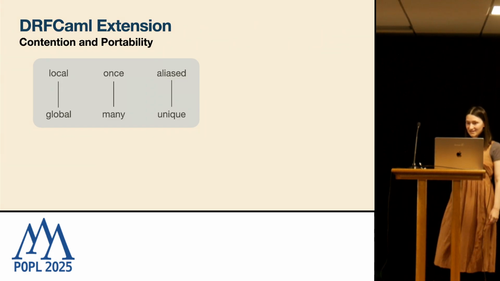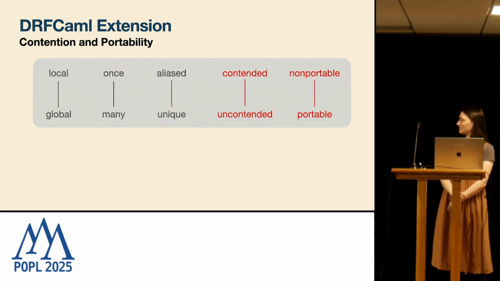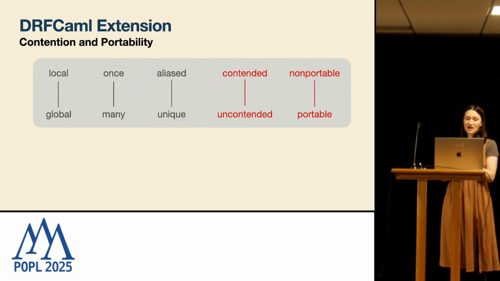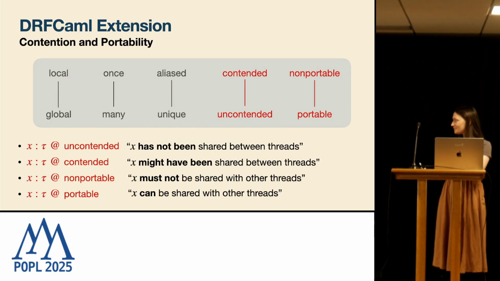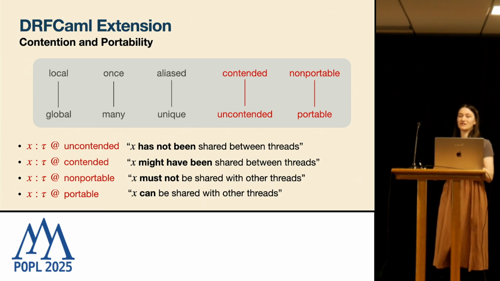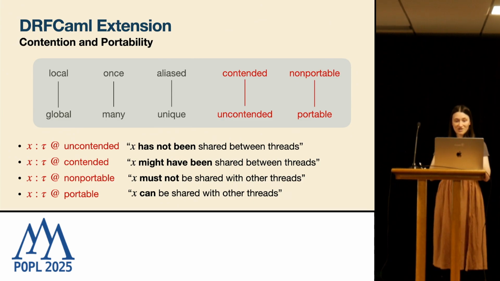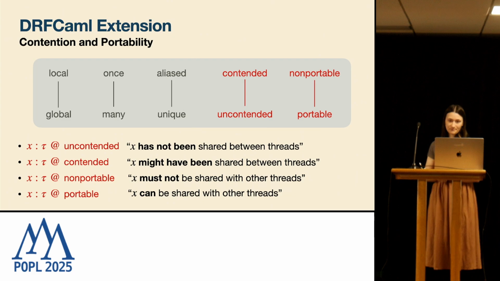We are extending the mode axes with two new axes called contention and portability. And they're going to express how variables can be shared across threads. So to be more precise, if X is uncontended, it means it has not been shared between threads. If X is contended, it means it might have been shared across threads. And then for the next axis, if X is non-portable, it means it must not be shared across threads. While if it's portable, it can be shared across threads.